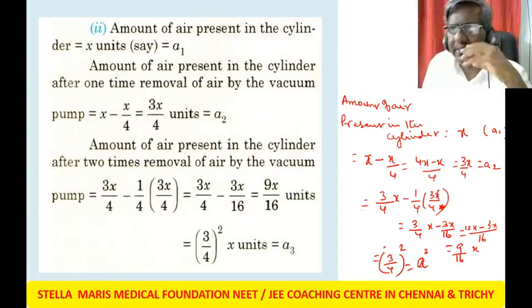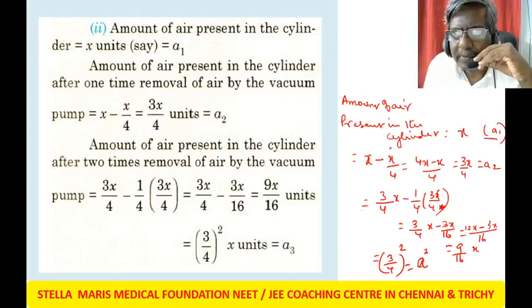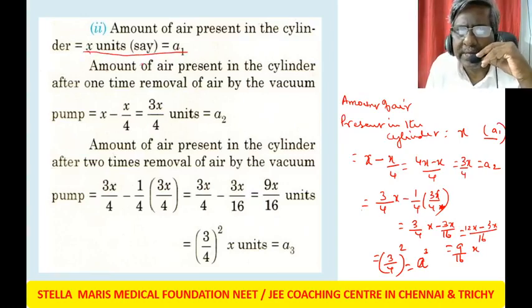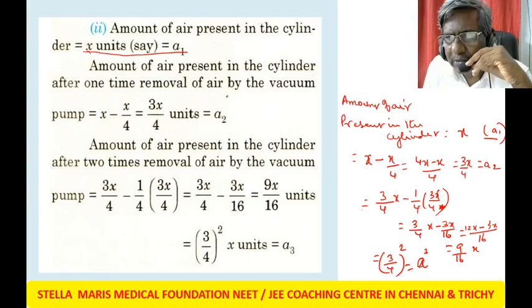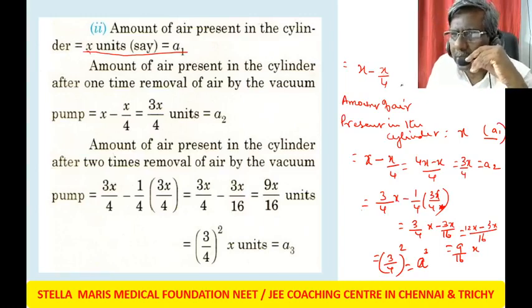The first term is A1. x is A1, clear? See the topmost here, A1 is equal to x. Now 1/4 of x is removed, so for the second term, it will be minus x by 4. 1/4 is removed, and A1 is x.